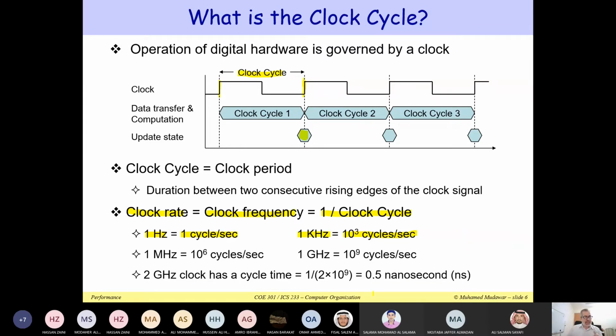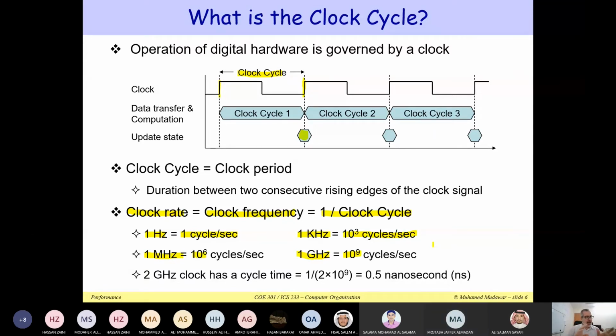Like 1 megahertz means 1 million cycles per second. That's the meaning of 1 mega, 1 million cycles per second. And therefore, if you have 1 megahertz, what should be the duration of one cycle? 1 microsecond. Yes, 1 microsecond. And if the clock frequency is 1 gigahertz, then you have 1 billion cycles per second. What will be the duration of one cycle? 1 nanosecond. Yes, 1 nanosecond.